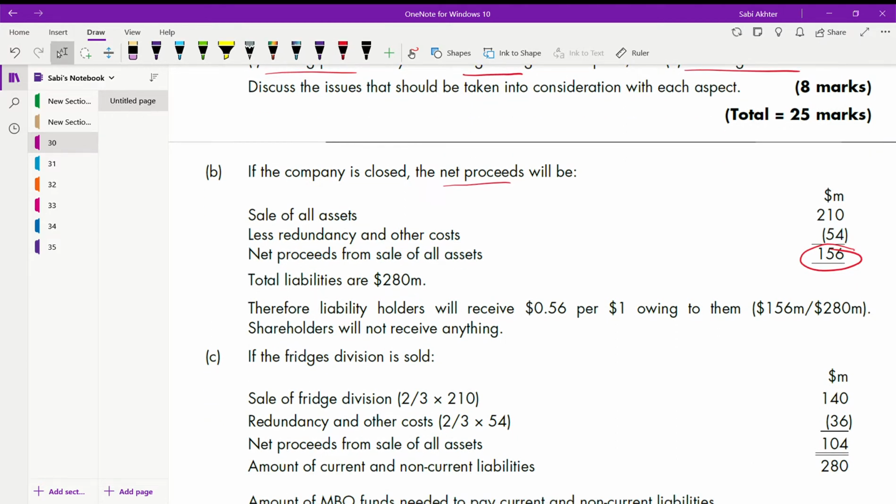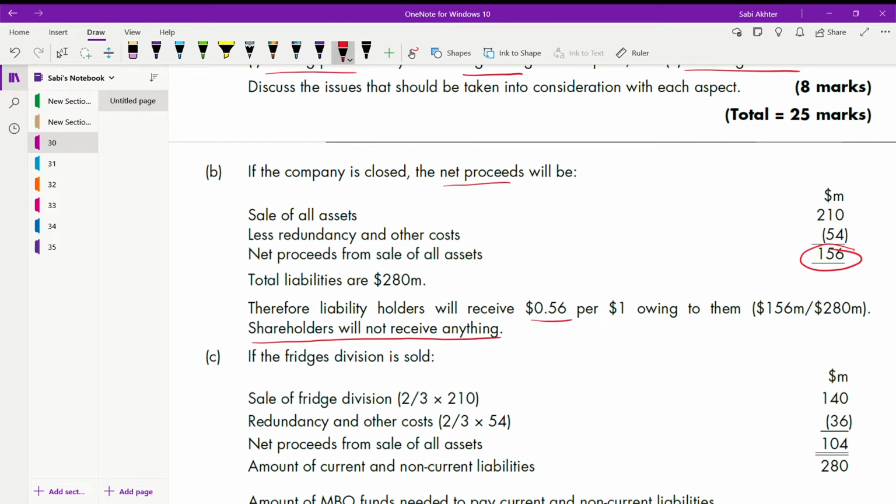And after that, how much will your liability holders get? This much. Shareholders will receive nothing, mind you. Remember this: it is not always necessary that shareholders will get something after liabilities. Sometimes shareholders receive nothing. Why?